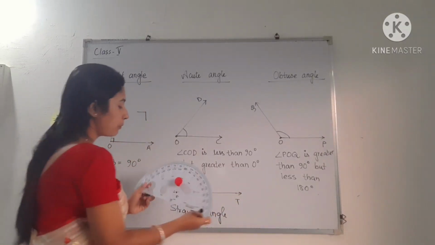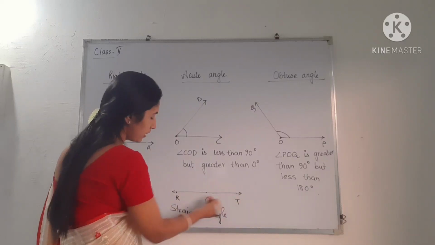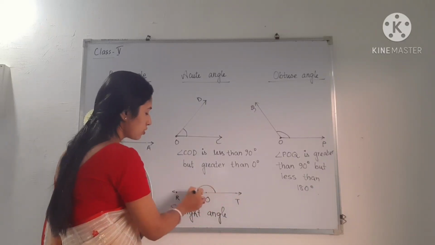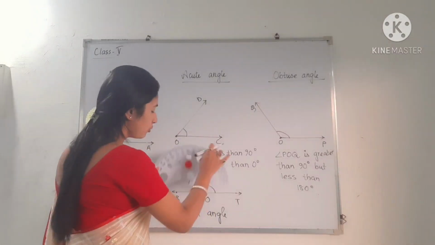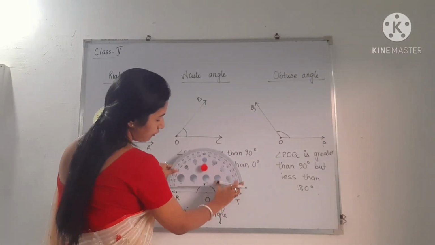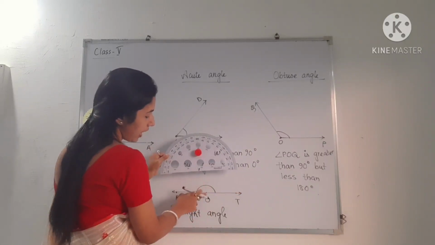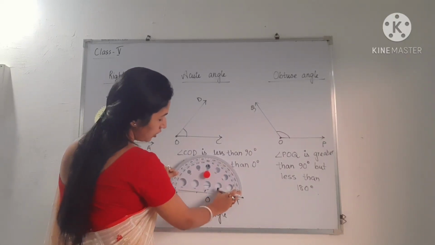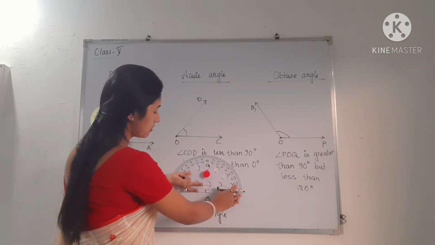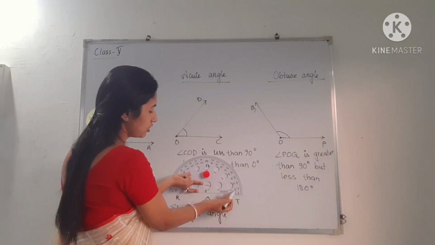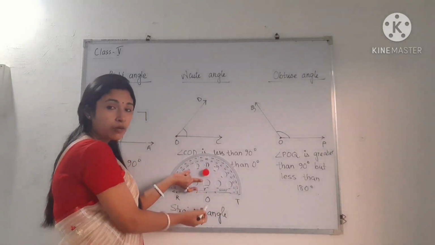So if you put your protractor, this is the center point, and these are the two arms OT and OR. This whole angle is what? A straight angle. If you place your protractor's center point above this meeting point, you will get a straight angle. And if you count from 0, up to here the next arm ends.